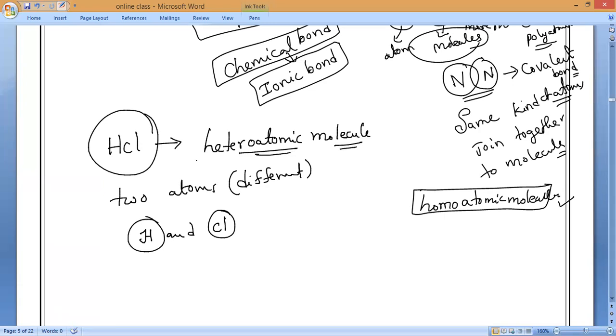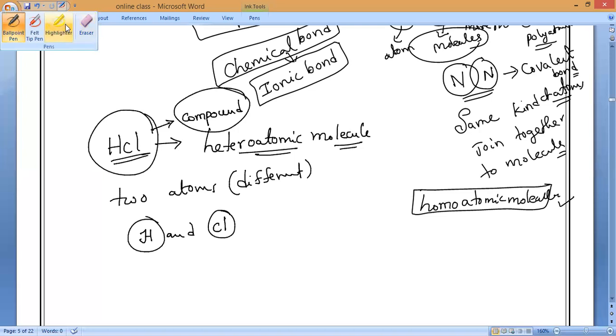So is it a compound or an element? Compound. That is why we say it is a molecule of a compound. This is called a molecule of a compound. So let us understand what this compound is.